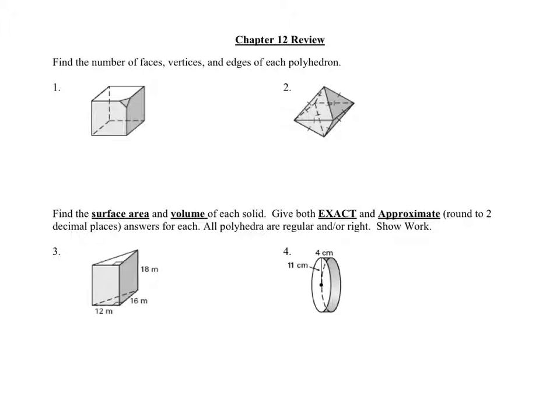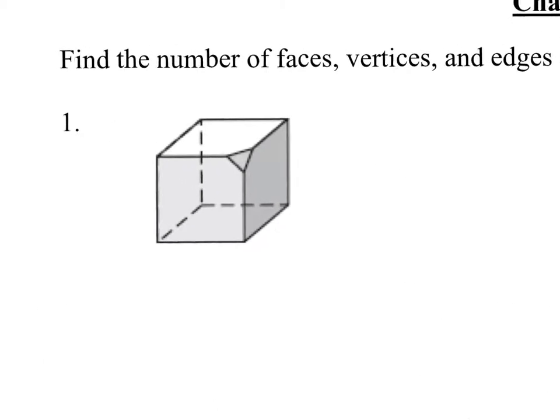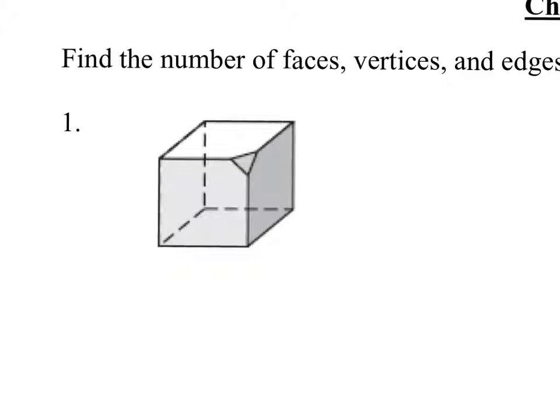So, we started off this chapter talking about three-dimensional figures, and three-dimensional figures have faces, vertices, and edges. Now, faces, as we learned in our notes and talked about in class, are the flat sides, so to speak, of the figure. So this is kind of an interesting looking figure right here. It's almost like a cube, except it has this triangle part that's cut out.